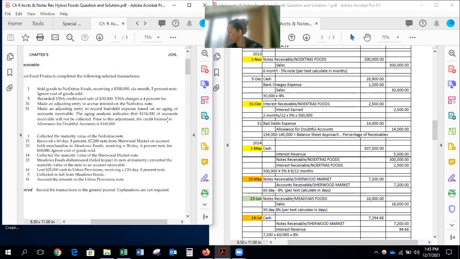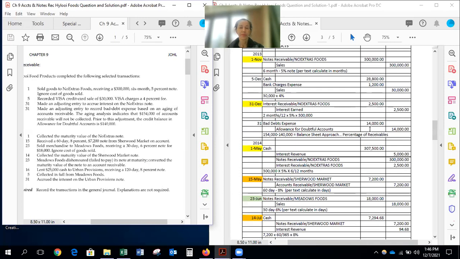Okay, 154 will not be collected. Now, prior to this adjustment, the balance in the account was 140. This is the aging of accounts receivable, or percentage of receivables method. The balance that we want in our allowance for doubtful accounts is 154. It's currently 140, so we have to top it up. We have to add $14,000 to it to bring it up to 154.